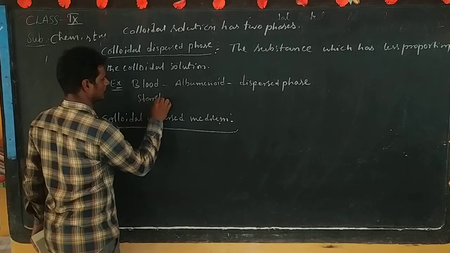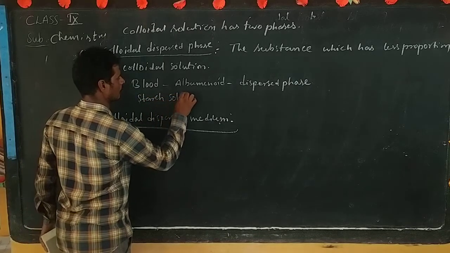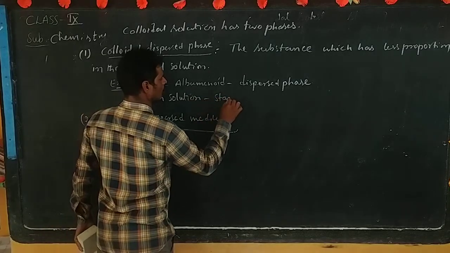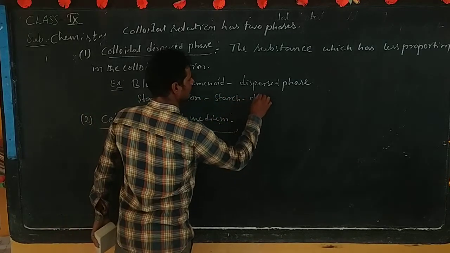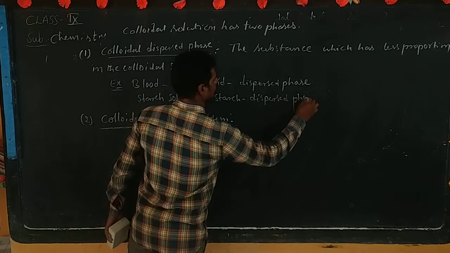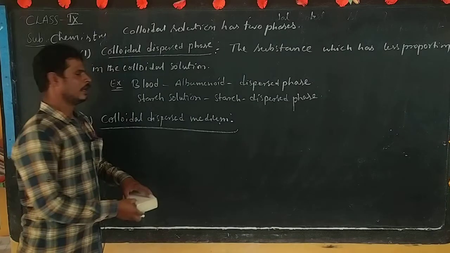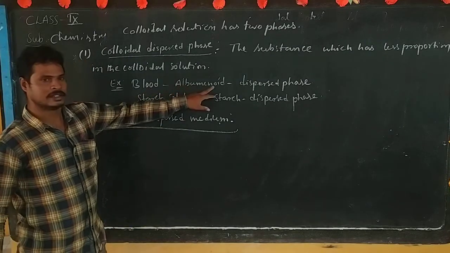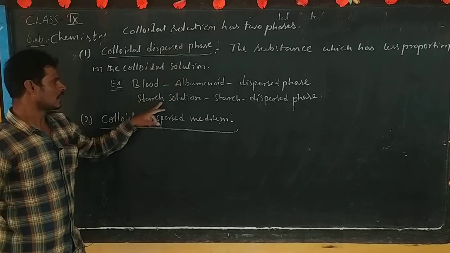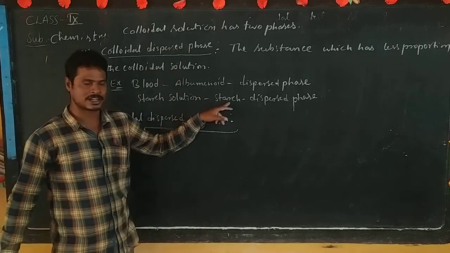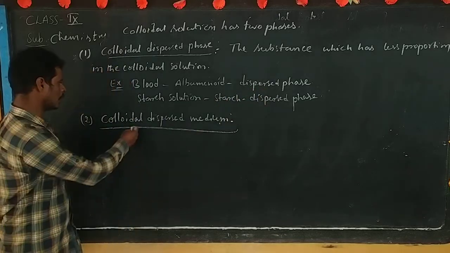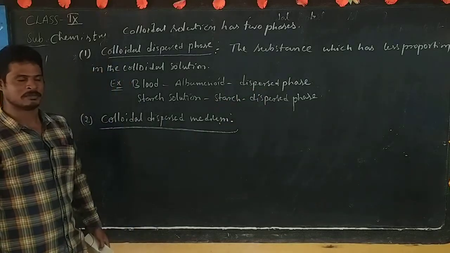Starch solution: starch is the dispersed phase. So in blood containing albuminoid, the albuminoid is the lesser amount and water is the greater amount. In starch solution, starch is the lesser amount, that's why we call it the dispersed phase. Next, colloidal dispersion medium.